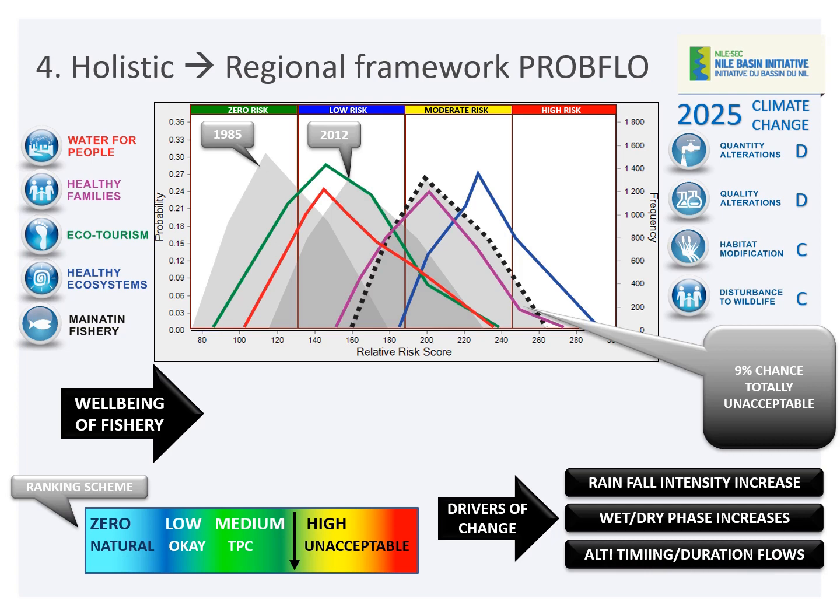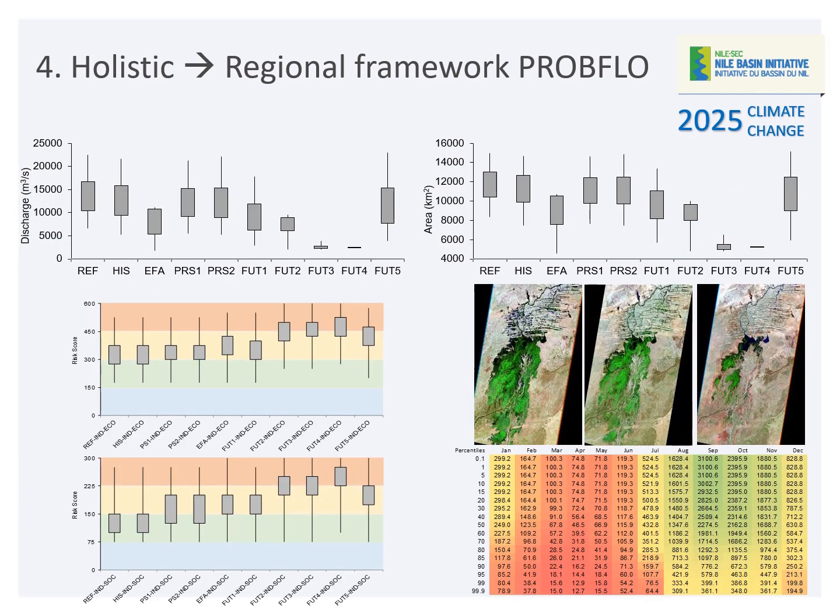Okay. Here's an example of outcomes of the application of PROBFLO. This is just to show you what it looks like. So in this case study, what we proposed for the Inner Niger Delta would be the flow variability in cubic meters per second for a range of different scenarios: reference scenario, historical scenario, environmental flow scenario that was determined through the PROBFLO application, present day scenario 1 and 2, and then future flows 1, 2, 3, 4, and 5.